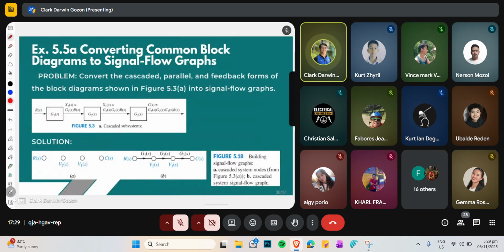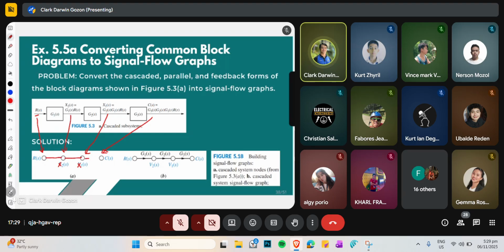In converting a block diagram in a cascaded na form, ang first na buhatan lang is that you need to map out what are the signals. So in this example, we have signal RS. So ito na siya i-map out dito. We have X2, X1, and C of S. Then, i-connect lang ninyo ng mga dots na yun.